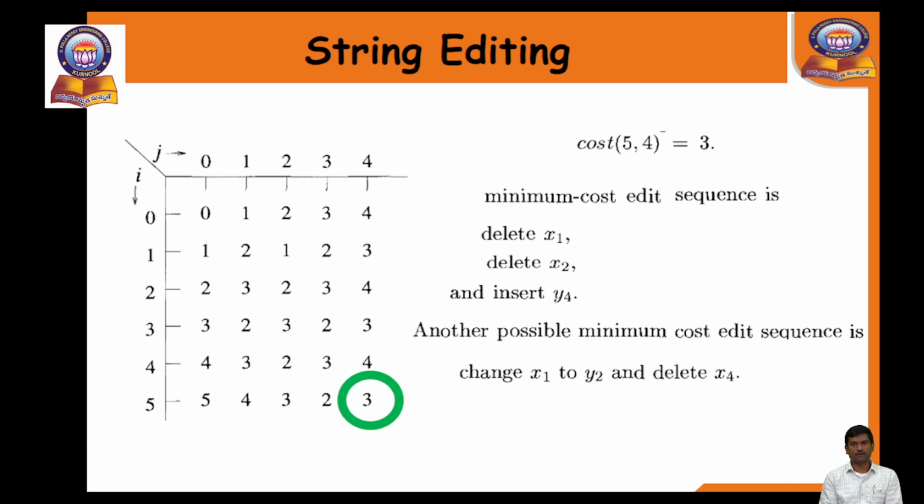So far, we are not aware of what kind of edit operations are to be performed. We have found only the cost. The cost is equal to 3. So cost of 5 comma 4 is equal to 3, and the edit sequence is delete of x1, delete of x2, and similarly insert of y4. And the other possible sequence is change of x1 to y2 and delete of x4. So we know that these are the edit operations that have to be performed.